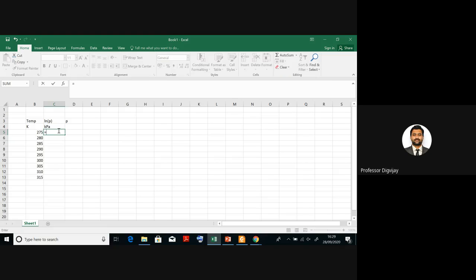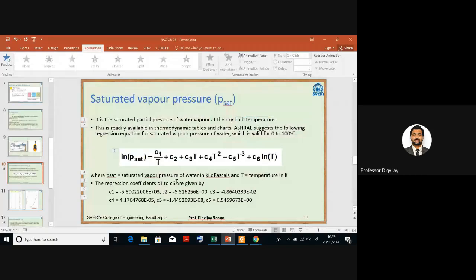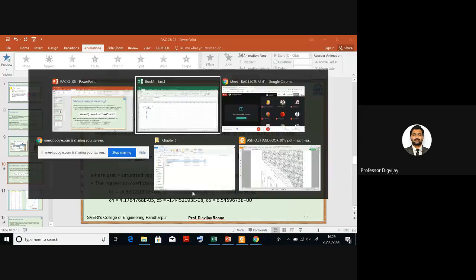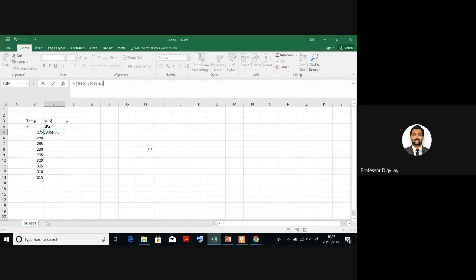So now equal to C1 divided by T. C1 here in this case is minus 5.8 e to the power 3, divided by T. Divided by T means temperature, here it is 305 Kelvin. Okay. So I'll continue this. Then we have C2. C2 here is minus 5.5 e to the power 0, which means I can take minus 5.5. So here I just have to put minus 5.5.